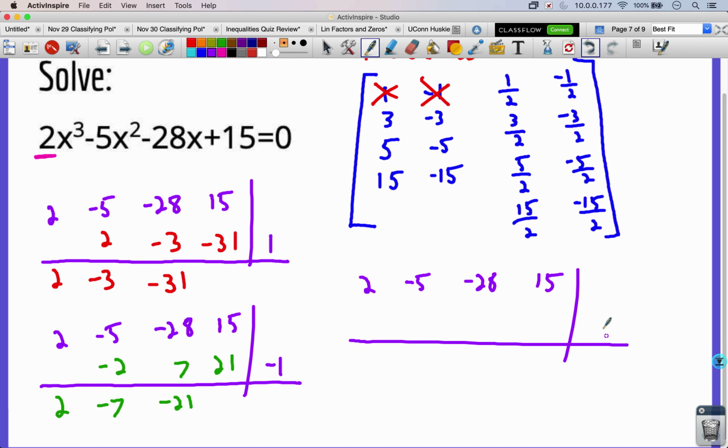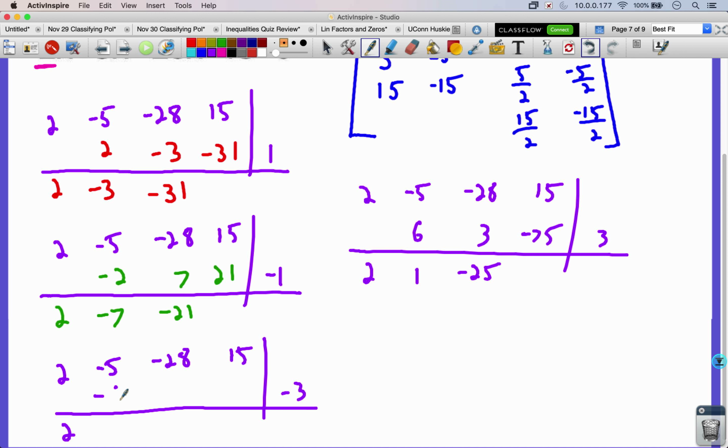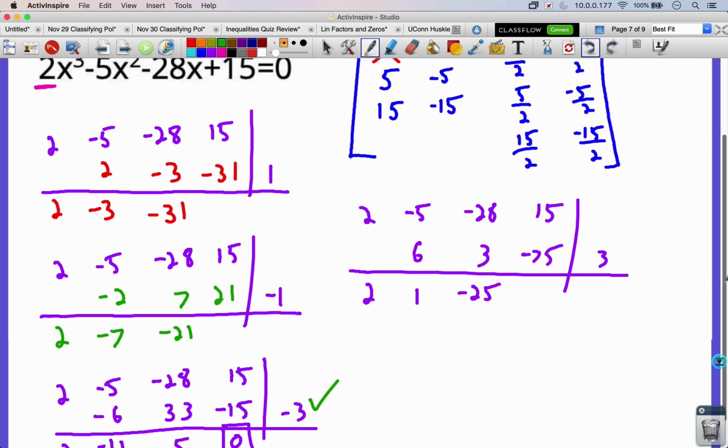2, negative 5, negative 28, 15. This time I'm trying 3. So drop the 2, 2, 6, 1, 3, negative 25, negative 75. This one's not going to work. We'll try negative 3. Two, negative 5, negative 28, 15. Try negative 3, so drop the 2, negative 6, negative 11, positive 33, positive 5, negative 15, and at last we do get a 0. So negative 3 is a root.